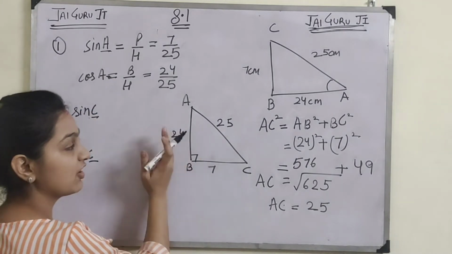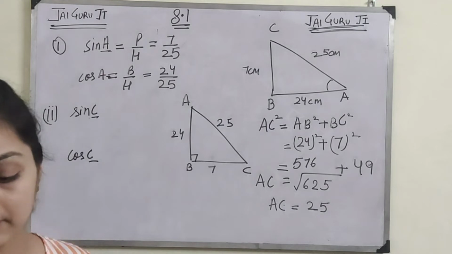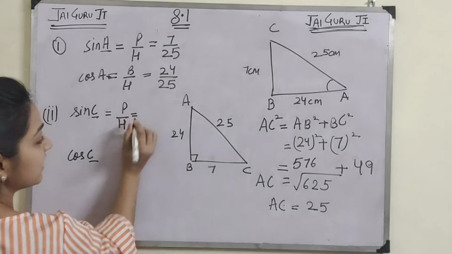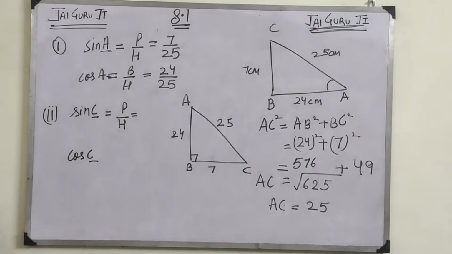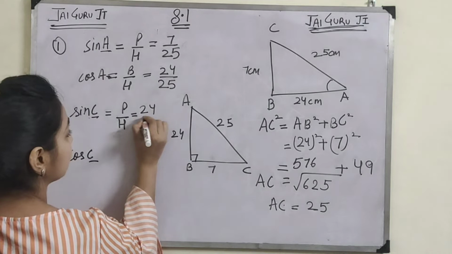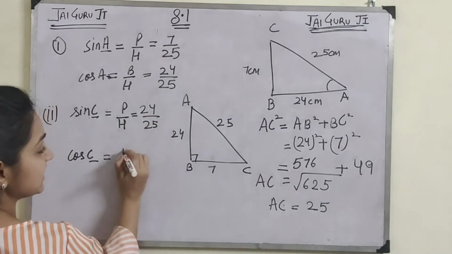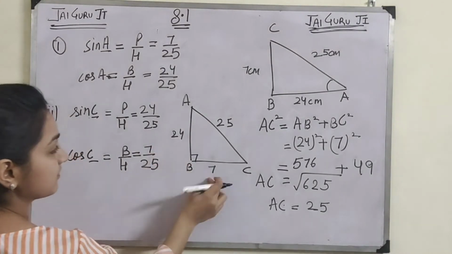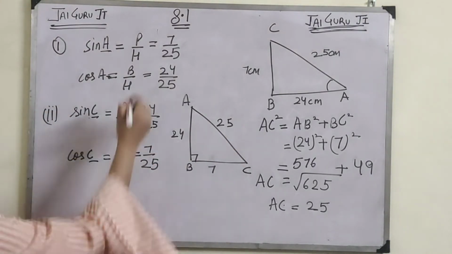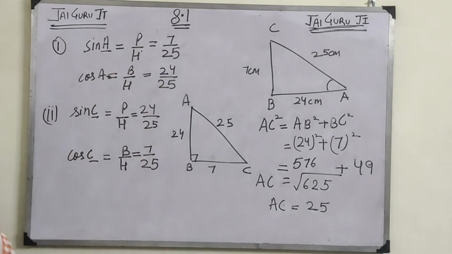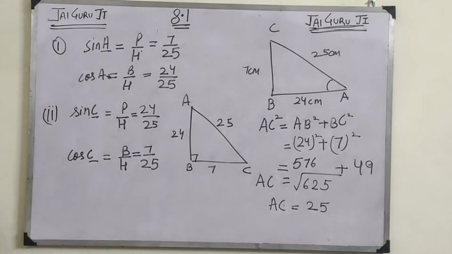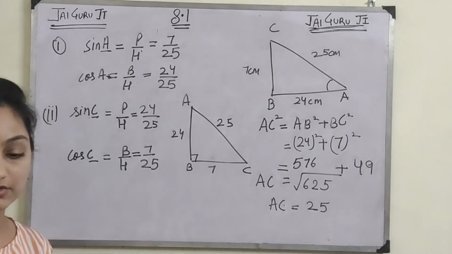So base and perpendicular have changed with each other. Now sin C, that is P upon H, has become P is this 24 upon H, 25. Now if I say cos C, that is B upon H, B is 7 upon 25. So you need to remember these formulas and what the values of it are. You can just note it down if you want. And if there is any problem, you can just ask me from the given number or you can message me also.